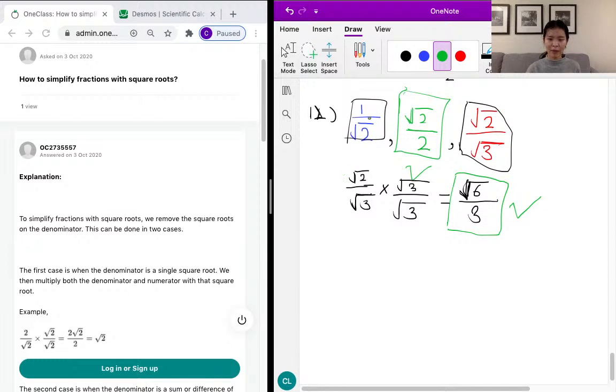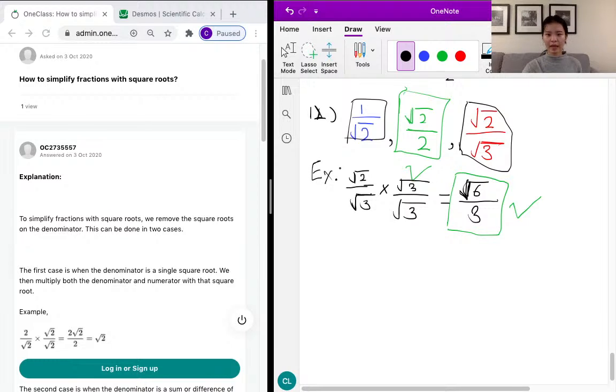First, identify which case is the problem. If it's the middle one, it's already at its simplest form, and you don't need to do more simplification. If it's the left one or the right one, then you need to do more simplification to move the square root from the bottom of the fraction to the top of the fraction, like we just did in this example. Okay, so this is how we simplify fractions with square roots.